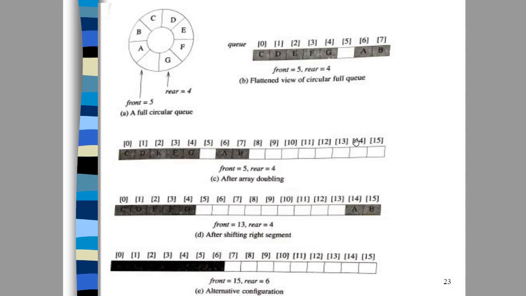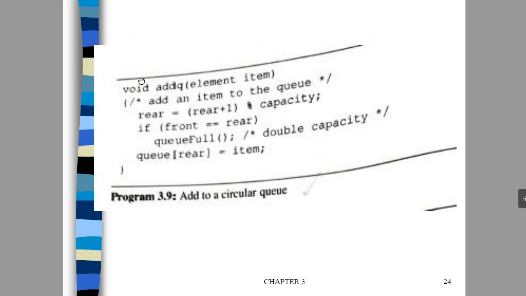Now we have to double the queue, then we have to copy A, B into 0, 1, and after that C, D, E, F, G. After copying that, we have to write that capacity is equal to 2 into capacity. For the circular queue, the same logic we will use.